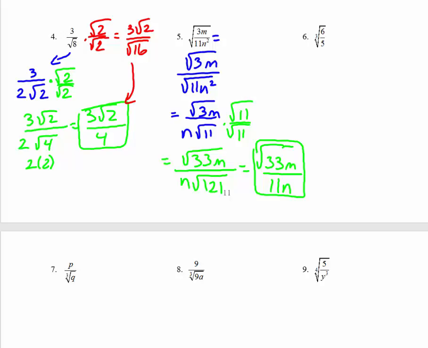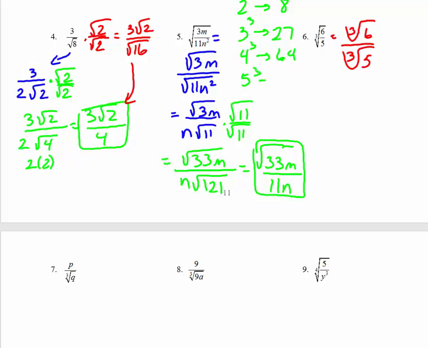Looking at number 6, we have the cubed root of 6 over 5. 6 over 5 cannot be reduced, so we'll separate them into the cubed root of 6 all over the cubed root of 5. Now we have to think about cubed roots. So let's go ahead and think about what is 2 cubed. Well, 2 cubed is 8, 3 cubed is 27, 4 cubed is 64, and 5 cubed is 125. We could go a little bit higher, but we'll start with those cubes.